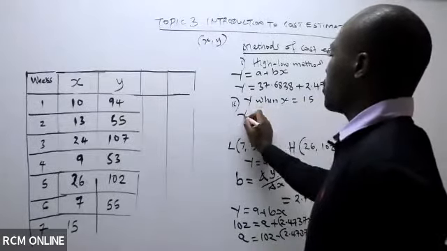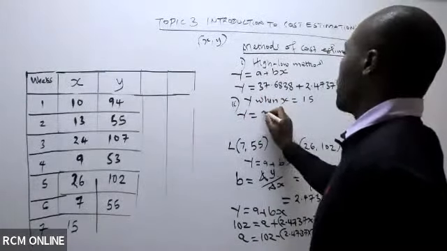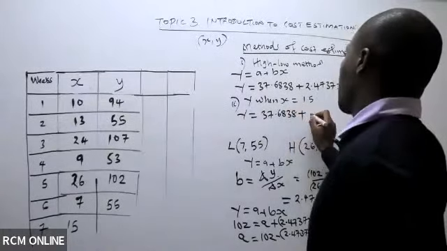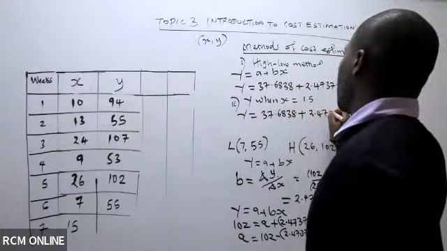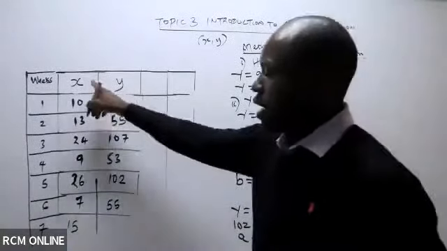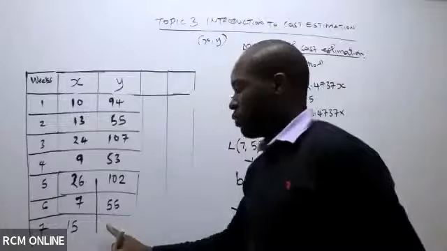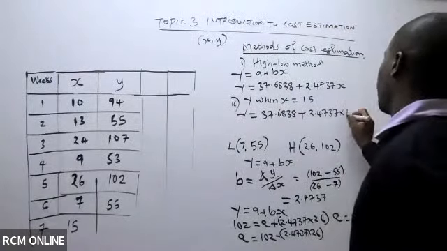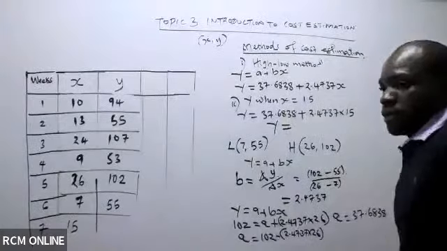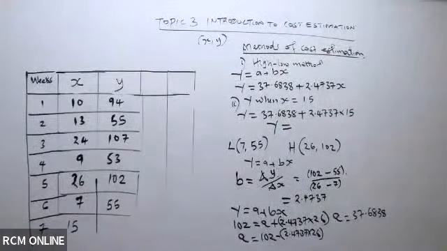So our cost function y is equal to a, 37.6838 plus 2.4737x. What have we been told? When x is 15, what will be the value of y? What are we getting?